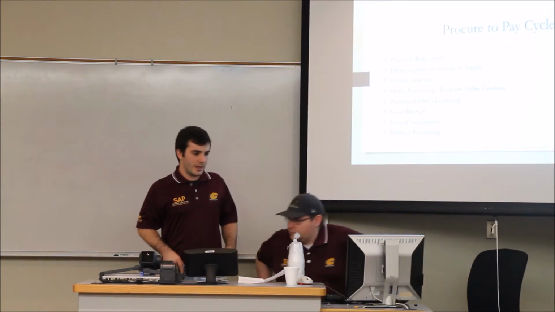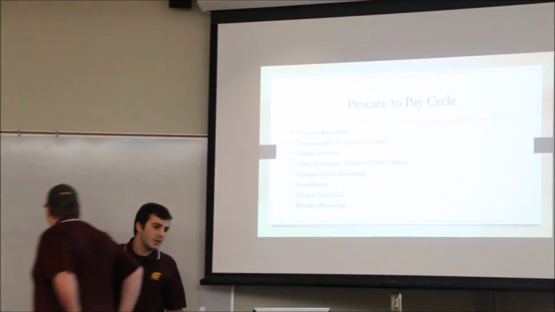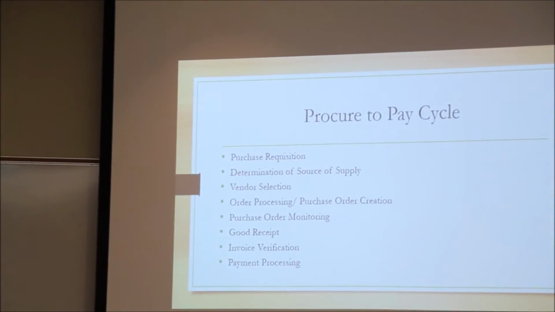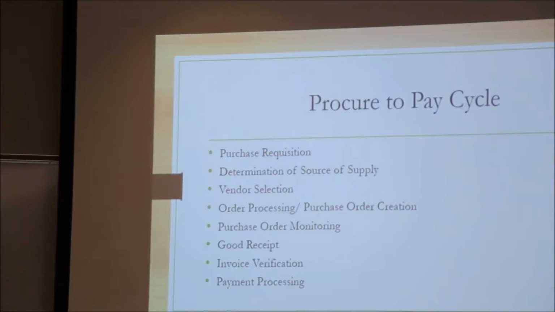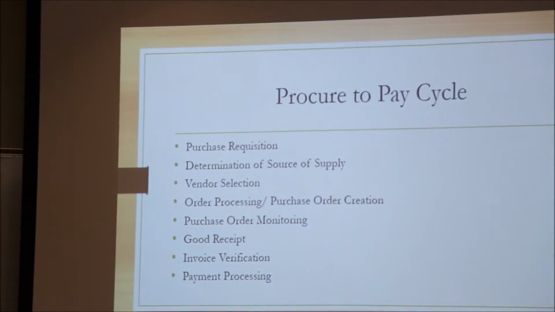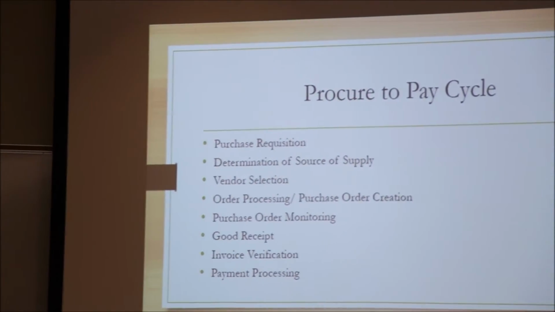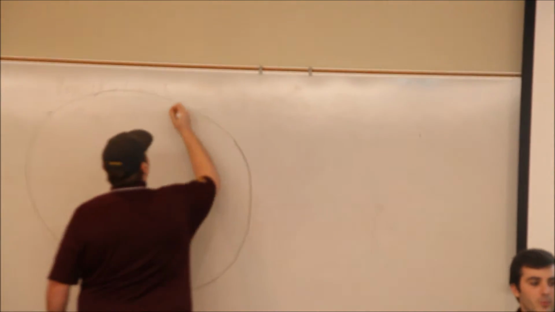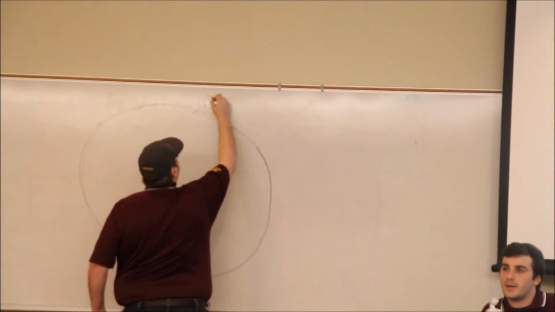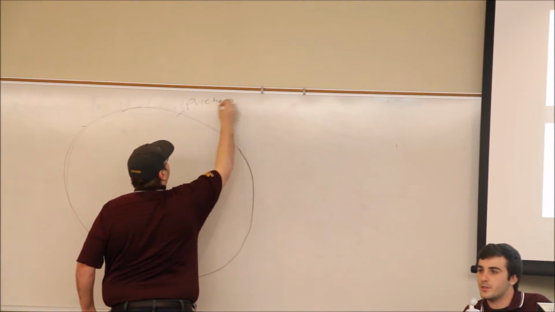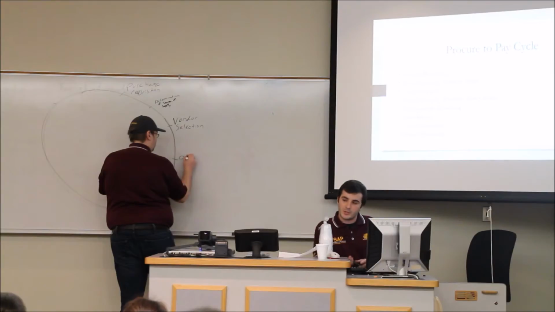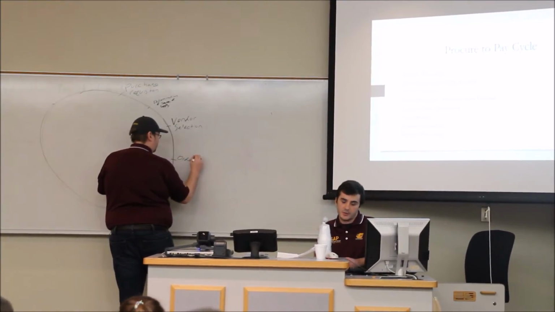This is the procure to pay cycle. Now Bob's going to help me draw what this cycle entails. The cycle itself is a giant circle. The process is always going to end up coming back to where it starts too. So we're going to start with the purchase requisition. When we first do a procure to pay cycle, we need to buy things. And in order to buy things, we have to create a requisition to obtain these materials. This includes us going to the vendor. Once we determine our source of supply, we're going to select the vendor.